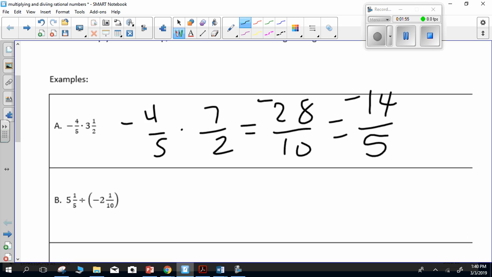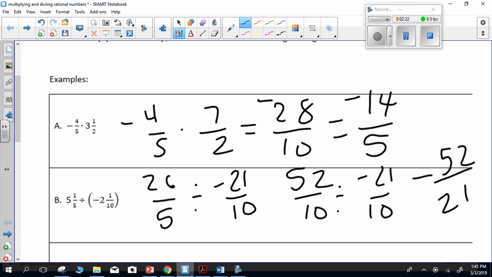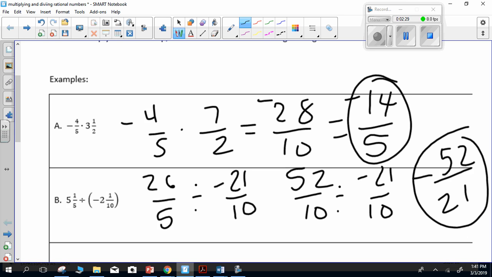Okay, second one is 5 1/5, which is 26/5, divided by -21/10. Common denominator here would be tenths, so it'd be 52/10 divided by -21/10. Because I have one negative in the problem, my answer will be negative, and I just remember that I am just dividing the numerators, so the answer is 52/21. And that's it. I'm done. -52/21. So the answer here was -14/5, and this one is -52/21.